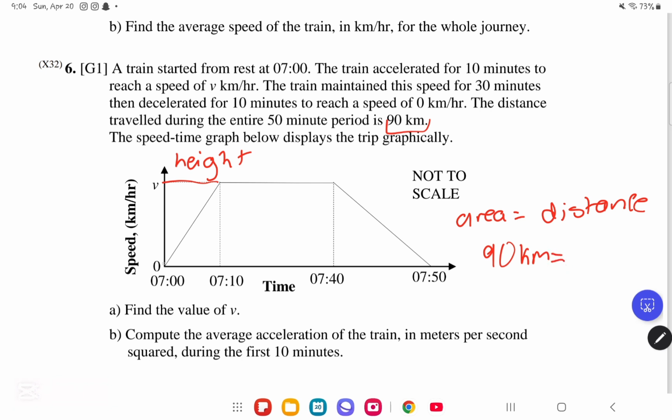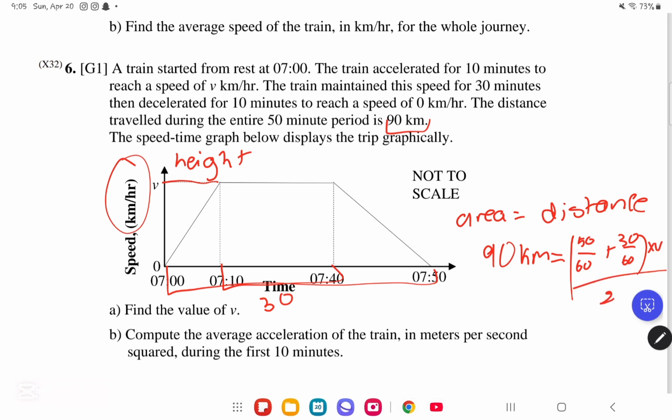It's going to be equal to base 1, which is 50 minutes, but we are supposed to deal with it in hours, because the speed is in kilometers per hour. So base 1, which is 50 over 60, plus base 2, which is 40 minus 10, which is 30, so 30 over 60, times the height v over 2. Okay?